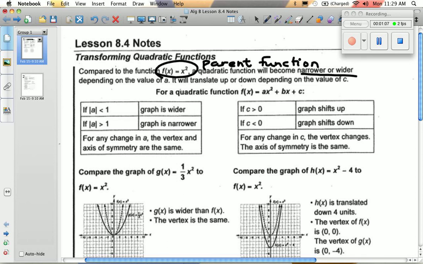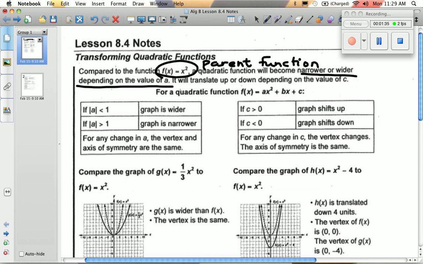So those are some of the transformations we're going to talk about. There are several transformations, by the way, that can happen, but at this level, we only have to talk about two of them. We're going to talk about, would the new parabola be skinnier, I like to say, because narrower is harder to say. Would it close in and get skinnier, or would it widen out? Would it get wider? And that depends on the value of a.